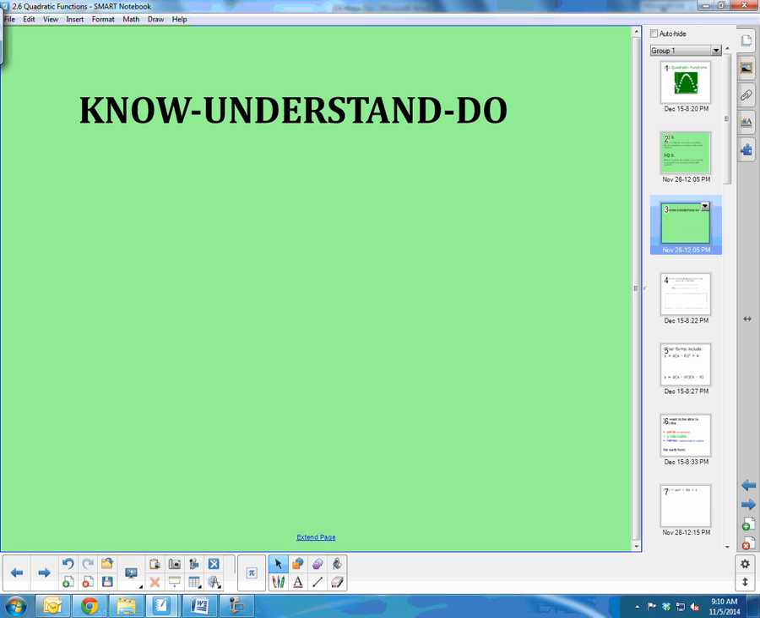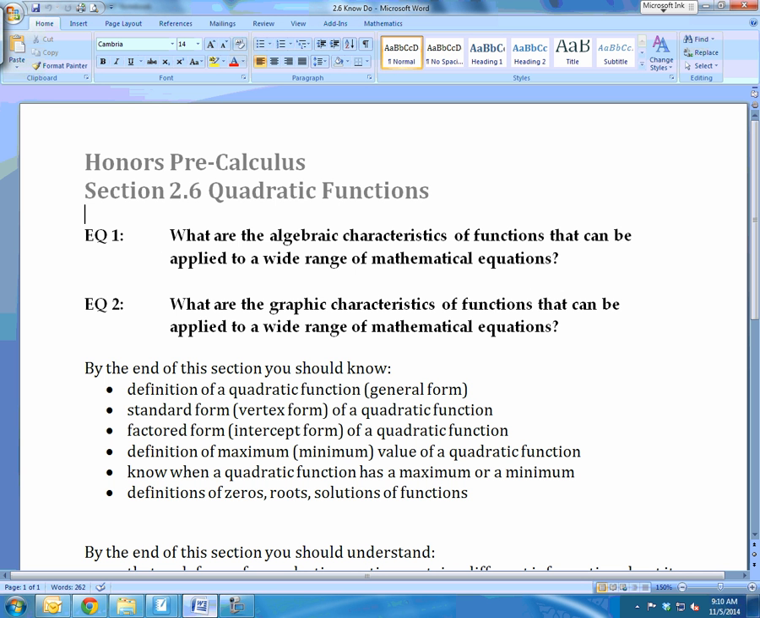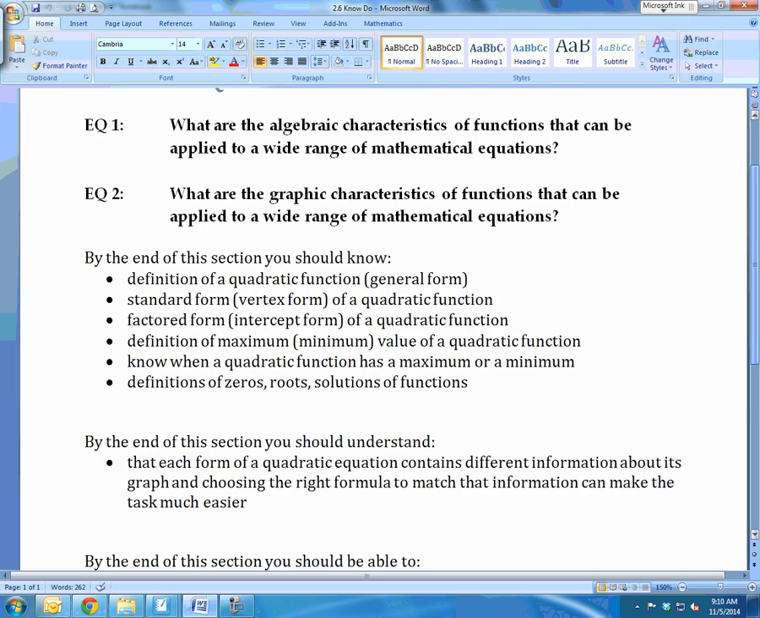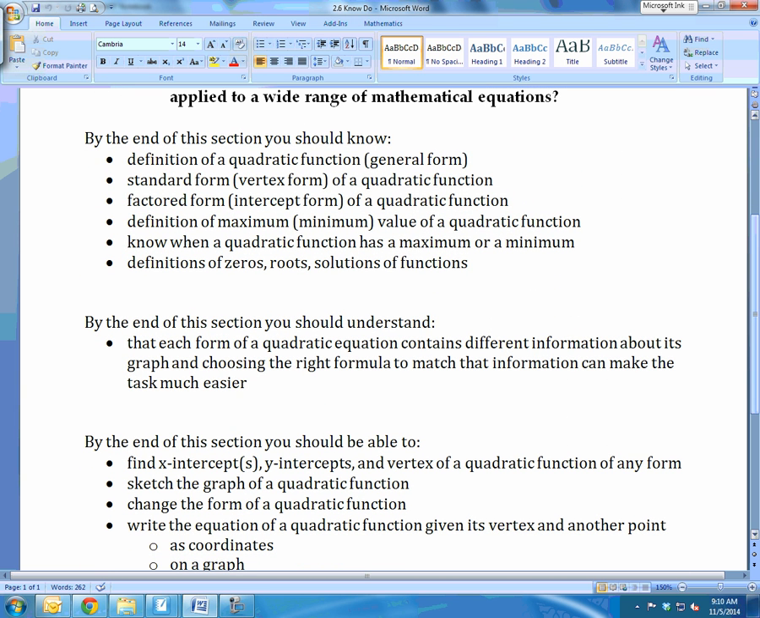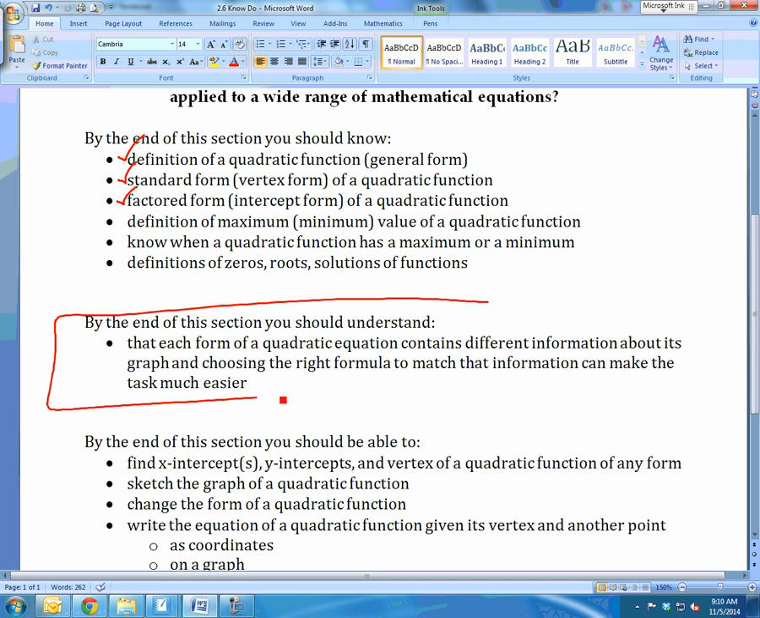Before I move on to the actual content here, I want you to take a look at your know, understand, do list. I've got a copy of it here. Where we are going to focus in the next couple minutes is mostly on the knowing stuff. We're going to talk about some definitions. We're going to look at some forms and some content there. Not so much in the do section, but we're really going to start building this piece here, understanding those forms.